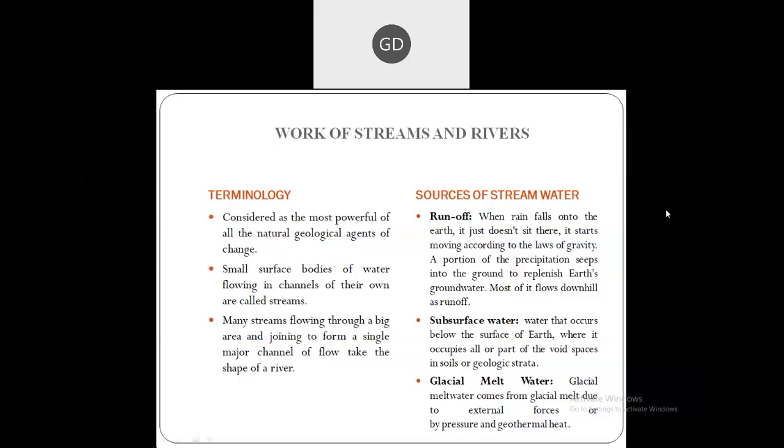Then next is glacial melt water. This glacial melt water is a third source of water for rivers and streams, and ultimately it forms a glacier. These glaciers undergo melting through regular processes, and they also melt at the top during the summers. So these glacial melt waters contribute a lot to the total volume of these mountainous streams. These three are the sources of stream water.